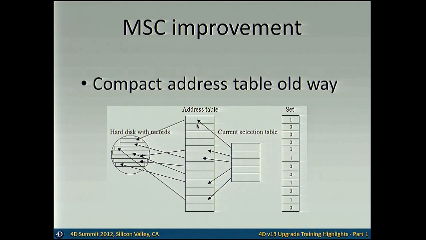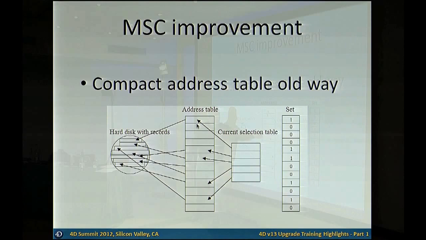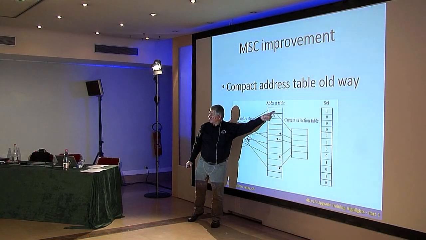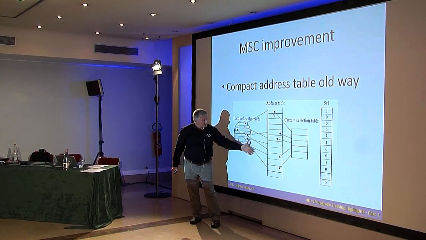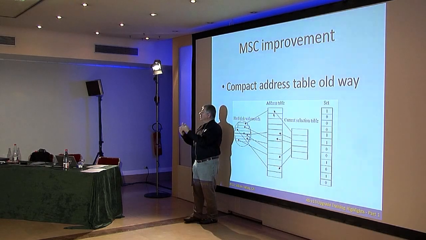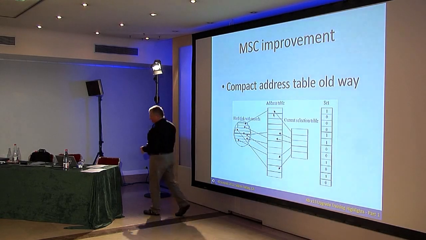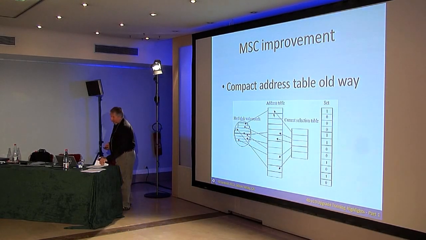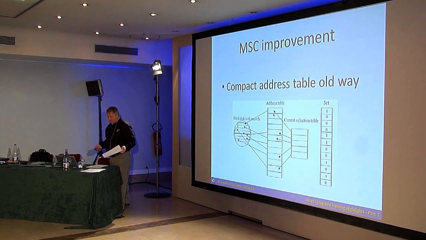If you now compact the address table the old way, you have no more holes here. All the records are again packed side by side, but the address table is not compacted, and you have a mess between the pointers. And so long access times for the records. And bad speed, maybe.